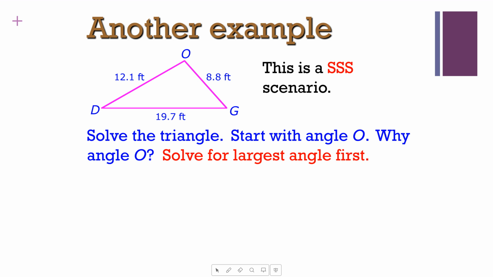Good, got it set up correctly. Here, let me get a perfect square. Cosine of what? If you've got 19.7 over there, which angle goes there?